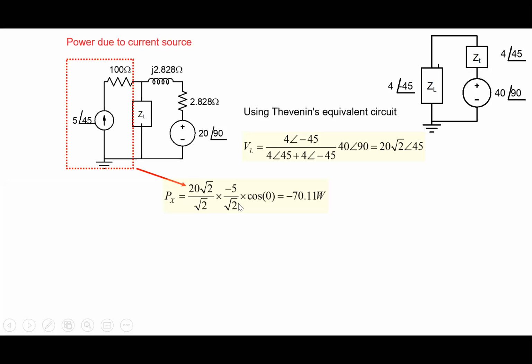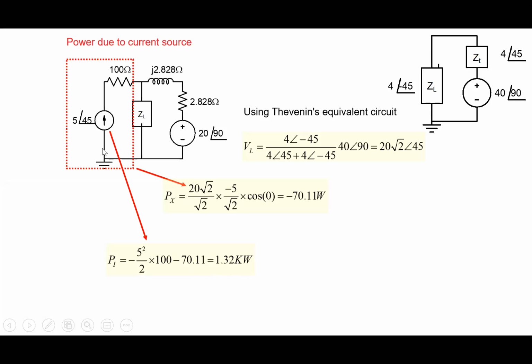So the power which is drawn, note that it is negative because the current is flowing out and the voltage is positive here. So the power which is drawn from the combination of these two is minus 70.11 watt. And we want the power drawn only from here. So we have to subtract the extra power which is dissipated here. So from minus 70.11, we subtract the power dissipated in 100 ohms, and we get the power which is taken from here.